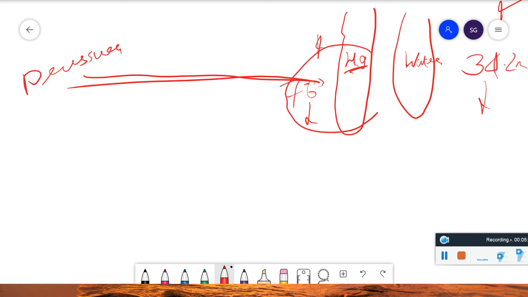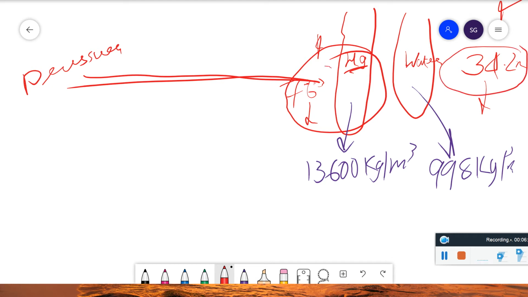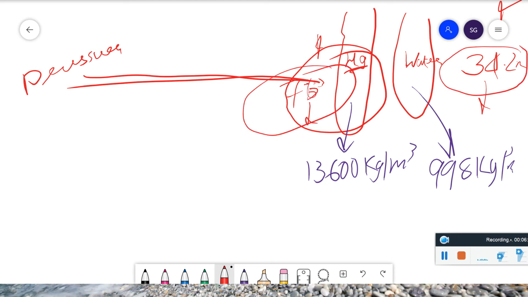So basically, due to the difference in density, since the density of mercury is 13,600 kg per meter cube and water is 998 kg per meter cube, you can observe this difference, and this 760 mm of Hg. So you can see the large difference in it. Okay, now I will tell you why this difference comes.